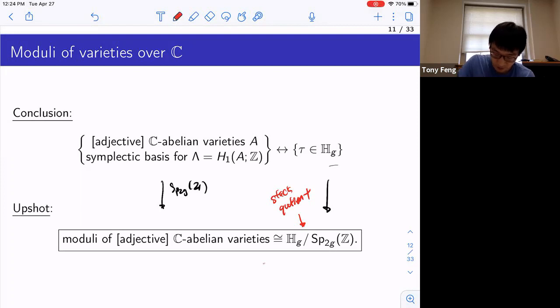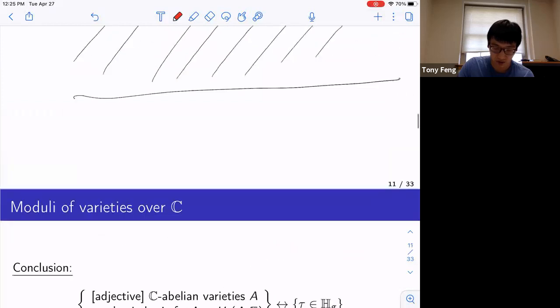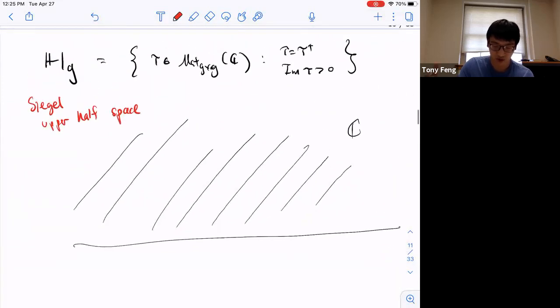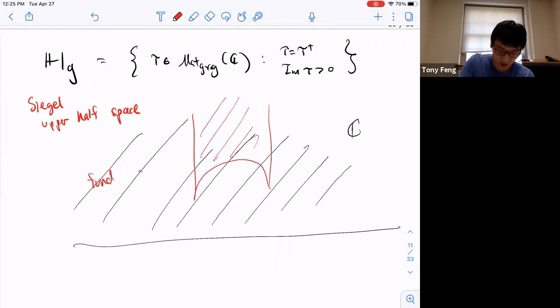Also, a very important feature of this Siegel upper half space H sub g is that it's contractible. So of course, in the usual g equals 1 case, you can see this visibly. The upper half space is contractible, and you might have also seen these pictures. So this is a fundamental domain for this action that we're pushing out by, for the SL2Z action.